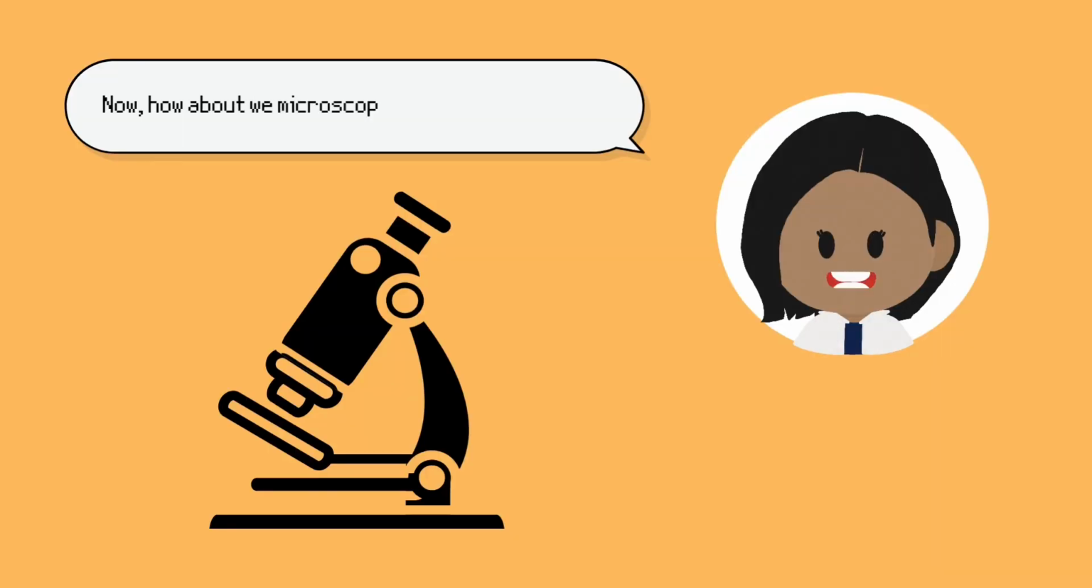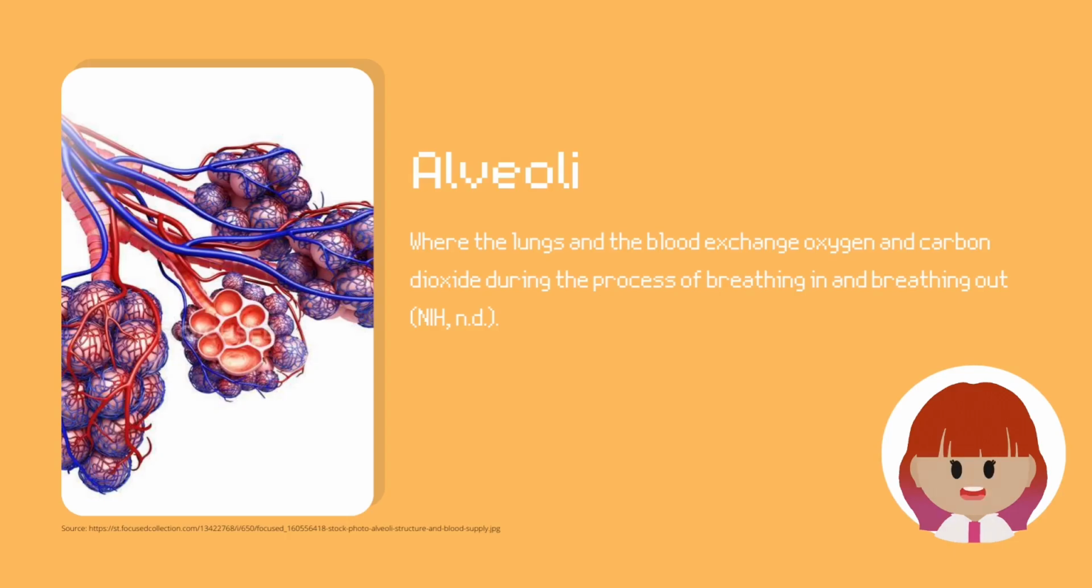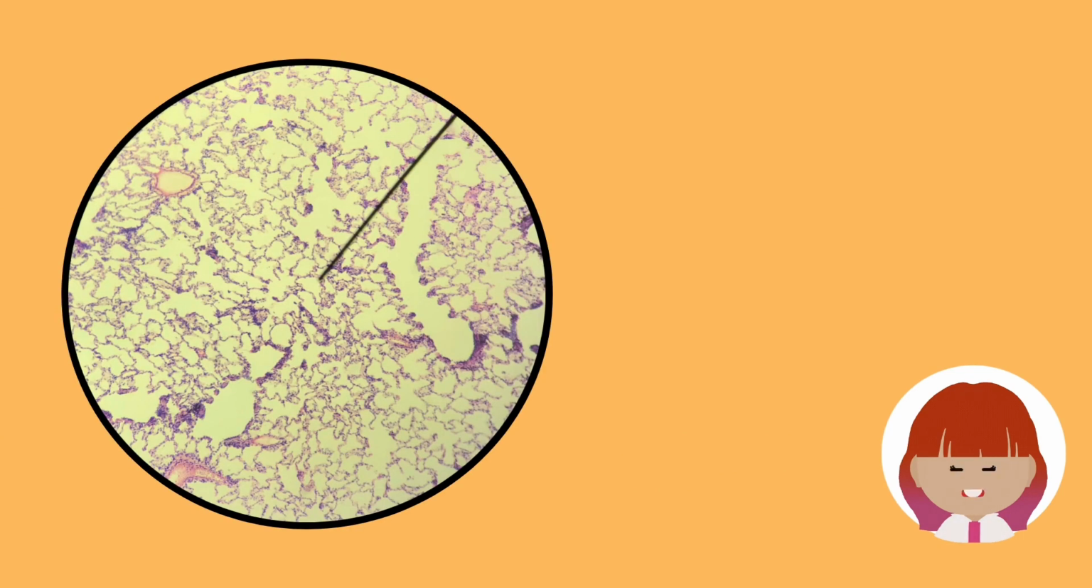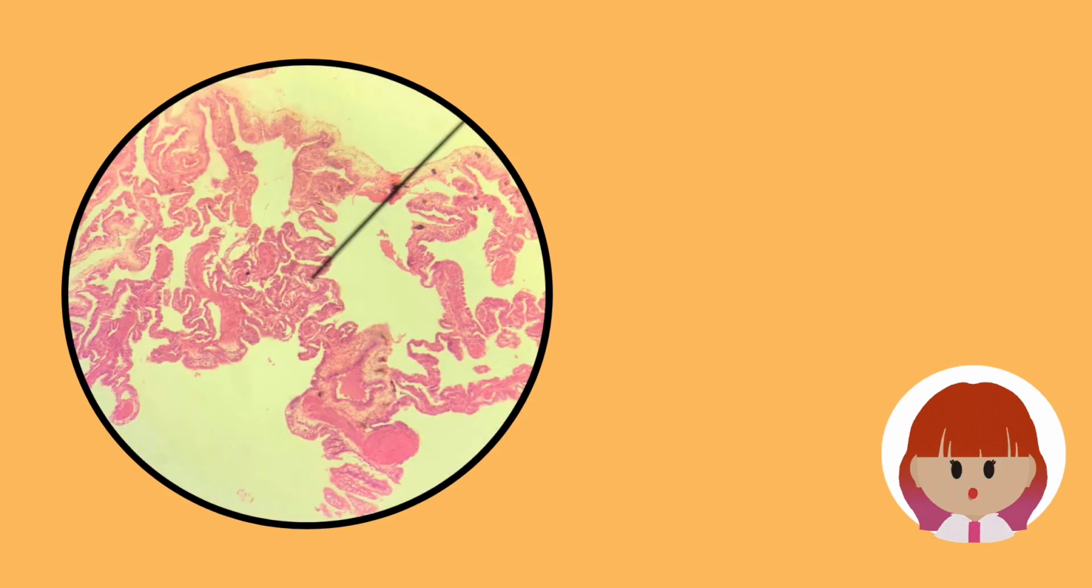Now, how about we microscopically examine the lungs? For this microscopic examination, we will be focusing on one part, the alveoli. According to NIH, the alveoli is where the lungs and the blood exchange oxygen and carbon dioxide during the process of breathing. Here is how the alveoli appear under a low-power objective lens, also known as LPO. This is the interalveolar septum, and this is the alveolus. Here is another microscopic view of the alveoli.